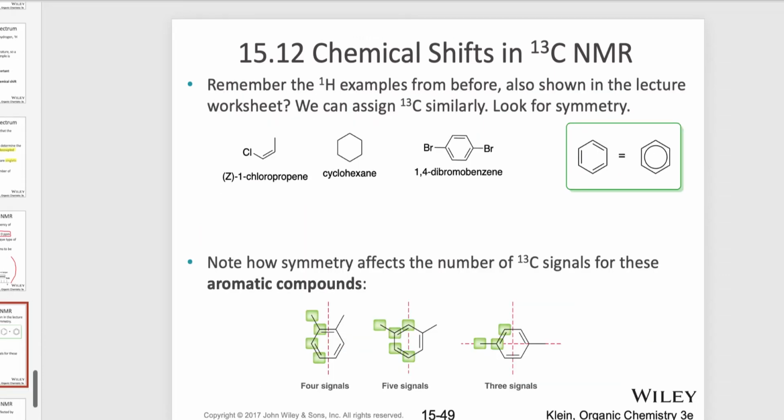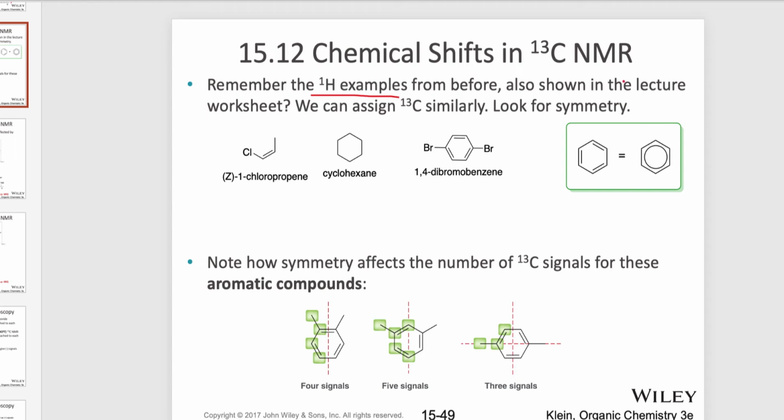All right, here we have an opportunity to do some analysis, similarly to what we did with the proton NMR examples that I also had on the worksheet that you can find under the certain lecture dates. So there would be September 23rd. We can assign the carbon-13 similarly. What I really want to emphasize here is that these double bonds, we should think about them as a bond order of 1.5 all the way around because of the resonance that's possible.